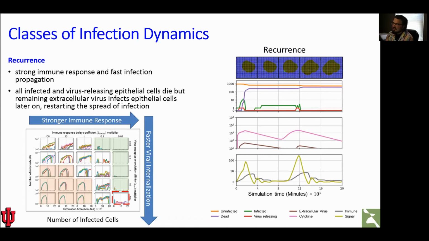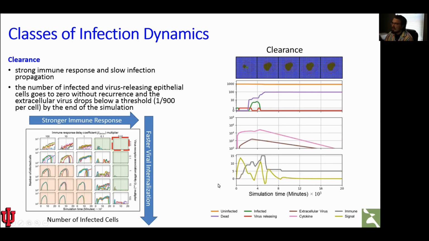There's an interesting event called recurrence that we observed at one of these extrema, in which all infected cells at some point in simulation are dead, and then the extracellular virus is internalized elsewhere, and the infection begins again. In some cases, this occurs multiple times, which you can see with these little peaks in infected cells. Then there's the case of clearance, where the initial infection is stopped, and the extracellular virus by the end of the simulation is not appreciable.